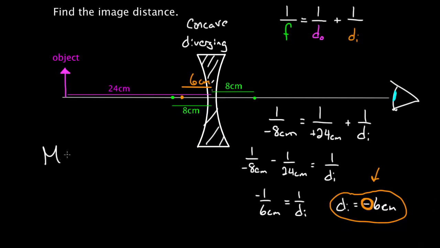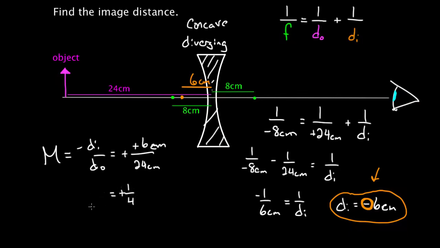So I'll come over to here. Magnification is negative d_i over d_o. Well, what was my d_i? So negative of d_i was negative 6. So I'm going to plug in negative 6 centimeters. And on the bottom, I'm going to plug in 24 centimeters, my object distance. What does that give me? Negative cancels the negative. I get positive, and I get positive 1/4. And remember, here, positive magnification means right side up.